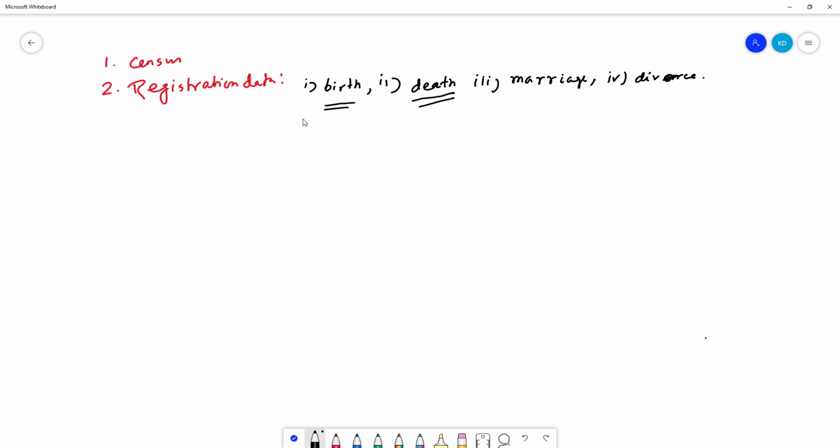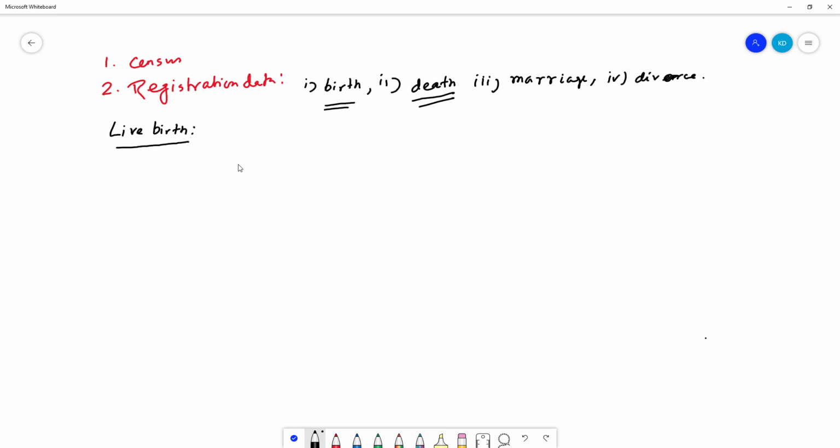So there are three kinds of birth. One is live birth. Live birth means the complete expulsion or extraction from its mother of a product of conception, irrespective of the duration of pregnancy, which after such separation breathes or shows some other sign of life. Each product of such birth is considered as a live born.